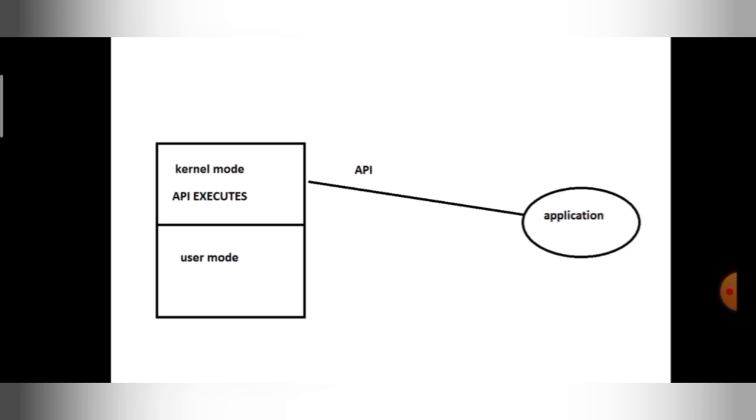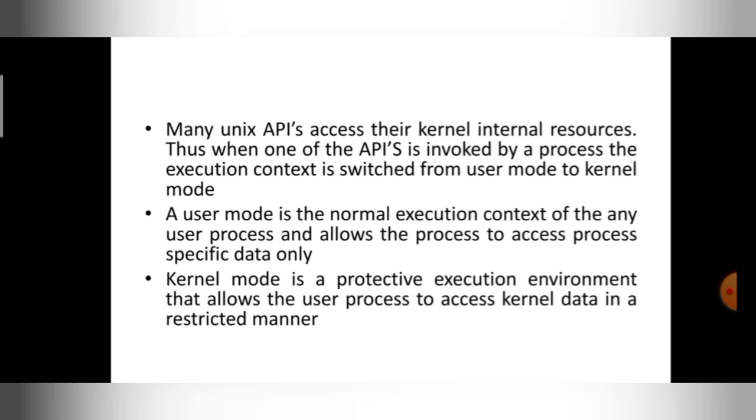There are two modes supported in Unix: kernel mode and user mode. Whenever the API wants to execute, it has to execute in kernel mode, because the API has to be executed in kernel mode only. Why? Because kernel mode is a protective execution environment that allows the user process to access kernel data in a restricted manner. The API should be executed in a protective, restricted manner.